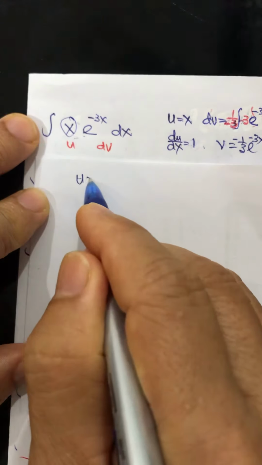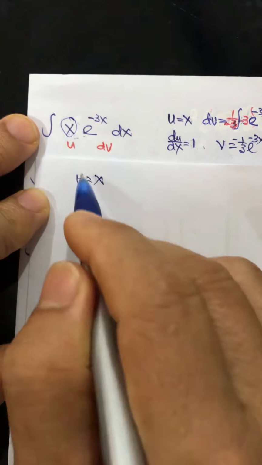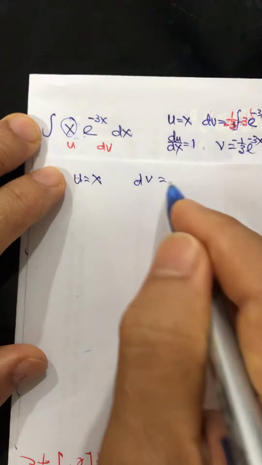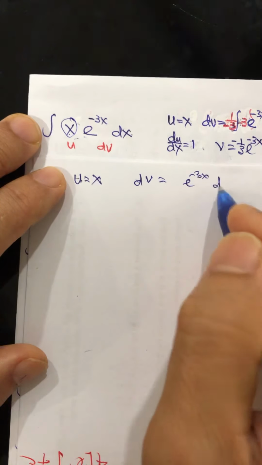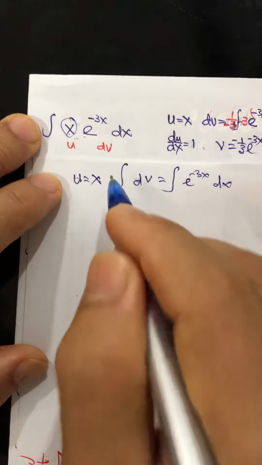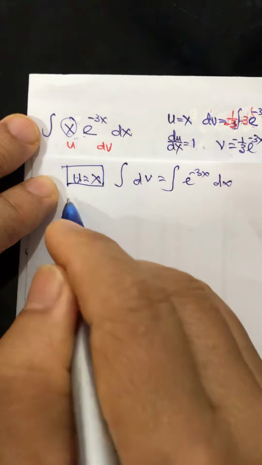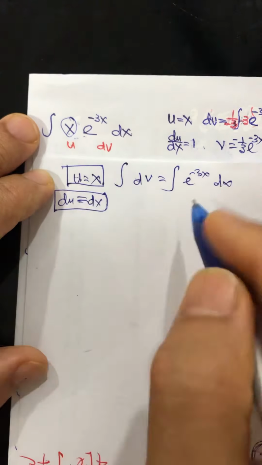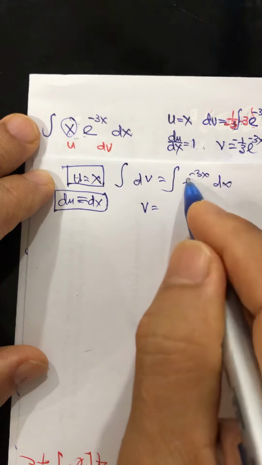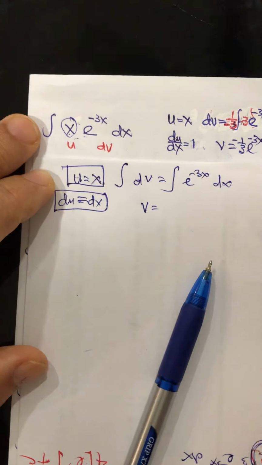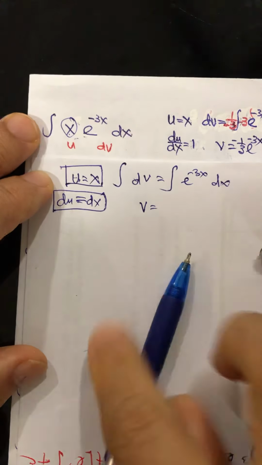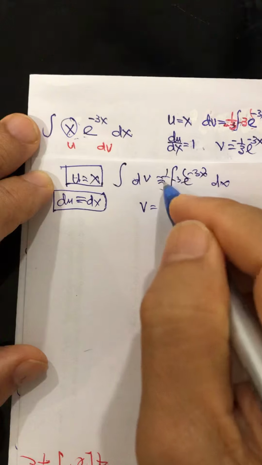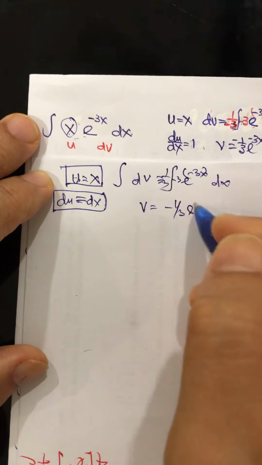So the u is equal to x. I told you already, always the algebraic is u, and then the rest is dv. Then you can integrate this to get, okay, u I have, du equal to dx, this one also I have, and then here I integrate, I get v. Here I must have a negative 3, and then divide by negative 3. So negative 1 over 3 e to the negative 3x.